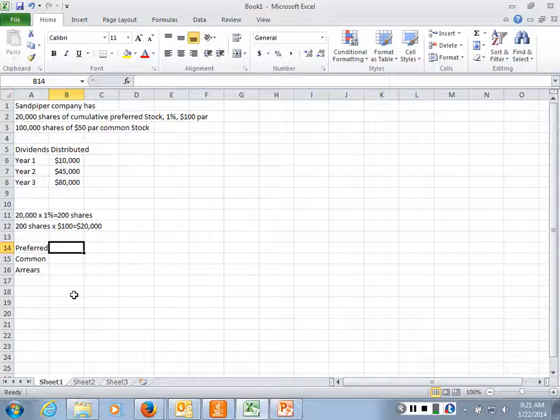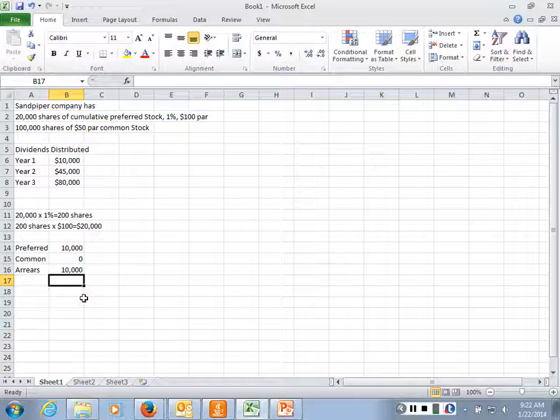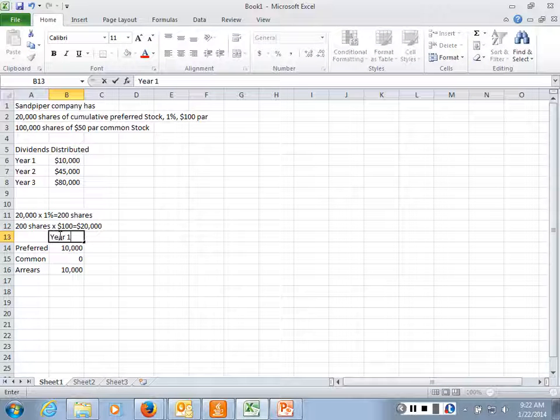All right, so in year one, I only have $10,000 to distribute. My preferred stockholders are supposed to be getting $20,000 every single year. Well, I don't have enough, so I'm going to give them the $10,000. Common's not going to get anything, and there's going to be $10,000 in arrears. And what I mean by that is that $10,000 in arrears is the amount that I should have paid them, but I couldn't because I didn't have enough money. All right, this is year one.